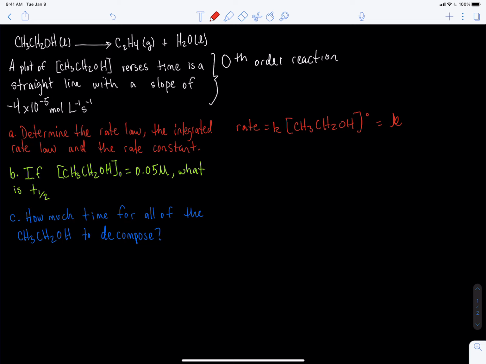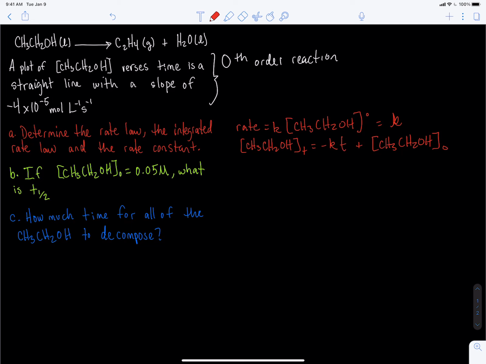And then the next part of this question is, what is the integrated rate law? For this, we just look at what the integrated rate law is for a 0th order reaction. It tells us that for a 0th order reaction, the concentration of the reactant at some particular time can be calculated by taking the negative of the rate constant, multiplying it times t, and then adding it to whatever our initial concentration was of that reactant.